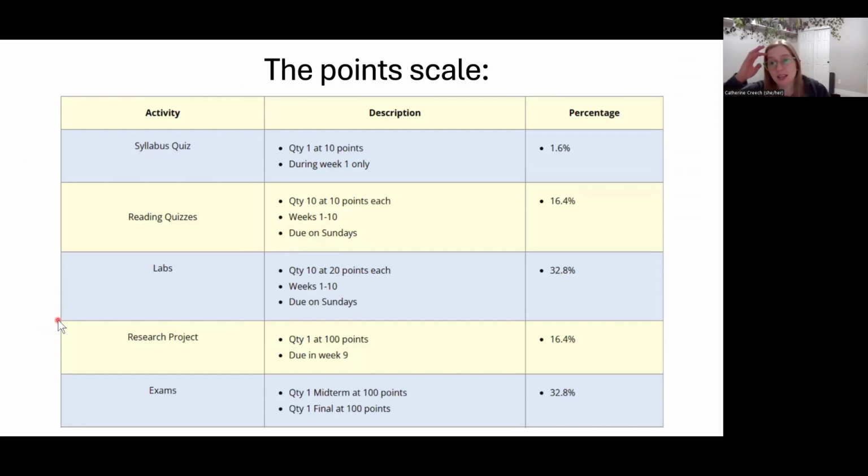Next, we have the point scale. The point scale for this class is the same as the last two. The first one had homework to set you up with study skills. We no longer have homework in this one, as we did not last term. You have your syllabus quiz. You're going to have your reading quizzes. You're going to have your labs. You're going to have your research project and exams.